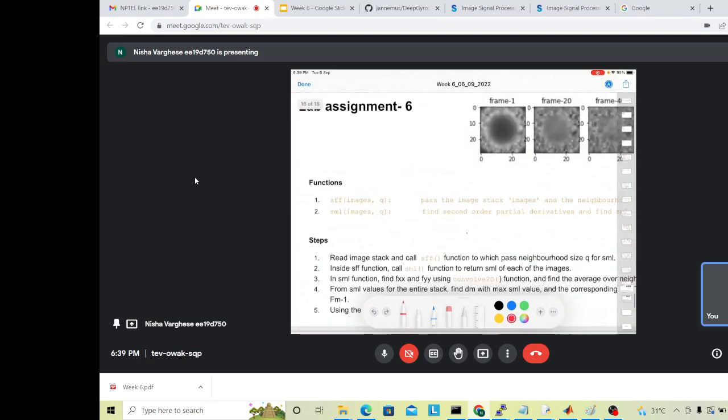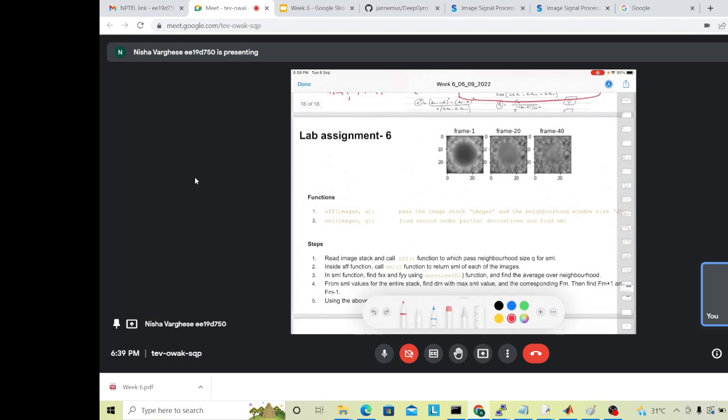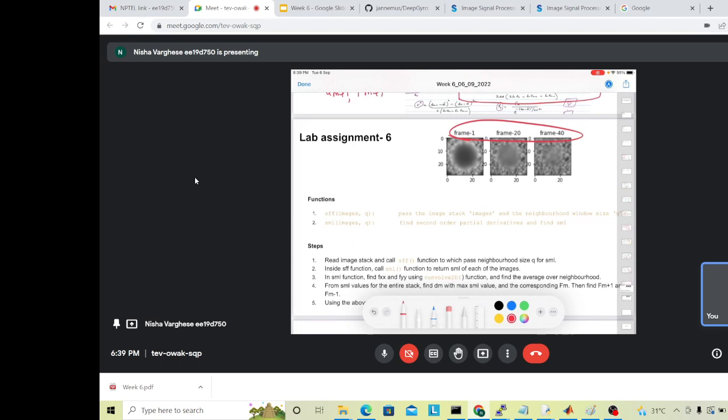Okay, so I have explained the lab assignment here. You have a stack of 100 frames like this: frame 1, frame 2, etc. At every frame, the sharpness of every point will be different. The sharpness in the 20th frame is different from the first frame, and in the 40th frame it is different again. So for a particular pixel, you have to find the sharpness measure for every frame, and find the frame at which the maximum sharpness measure occurs.